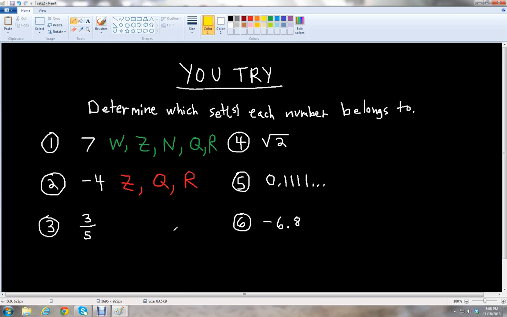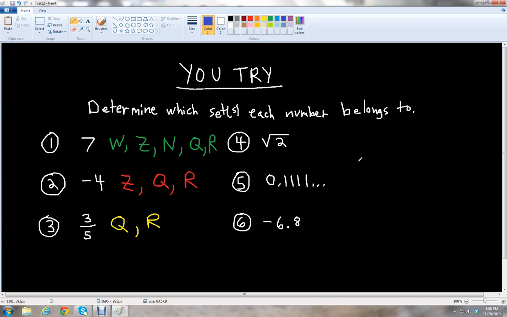So for number 3, we have 3/5. 3/5 can't be a whole number, integer, or natural number, because remember, those are not fractions. Those are just numbers you count on your hand, either positive or negative, including 0. But we do know it's a rational number. So that would be Q. And since it's rational, we can't say it's irrational. It's either one or the other, and it has to be a real number. So the only two sets that 3/5 belongs to is the set of rational numbers and real numbers.